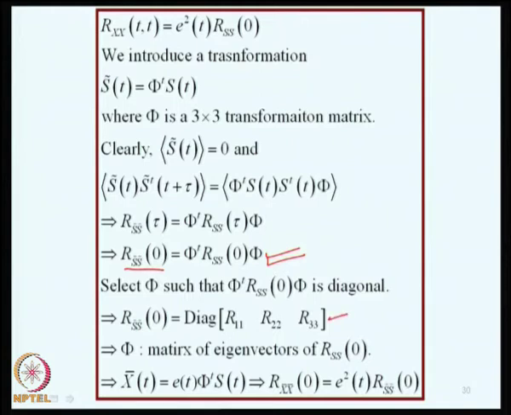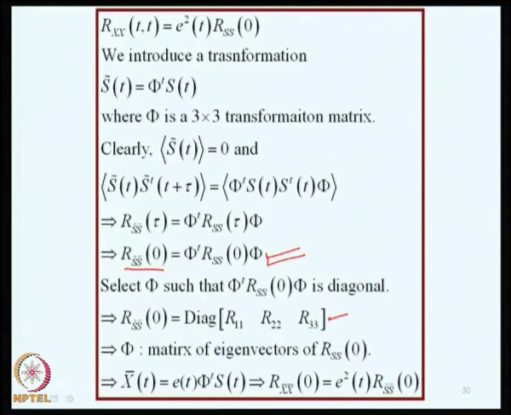So, how do we select this? We need to select phi to be the matrix of eigenvectors of Rss of 0. Rss of 0 is a 3 by 3 matrix. This is quite similar to the way we find principal stresses in a problem in 3-dimensional solid mechanics. If you are given the state of stress at a point, we find the eigenvalues of the stress matrix. We solve the eigenvalue problem associated with the stress matrix at a given point and determine the principal axis and principal stresses.